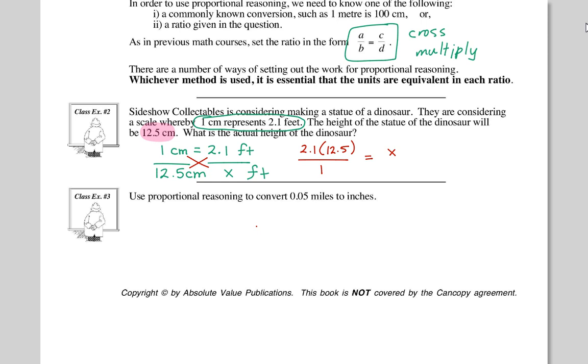So I'll just do that for you on my calculator. 2.1 times 12.5, I got 26 and a quarter. And that, what unit would that be in? Feet.